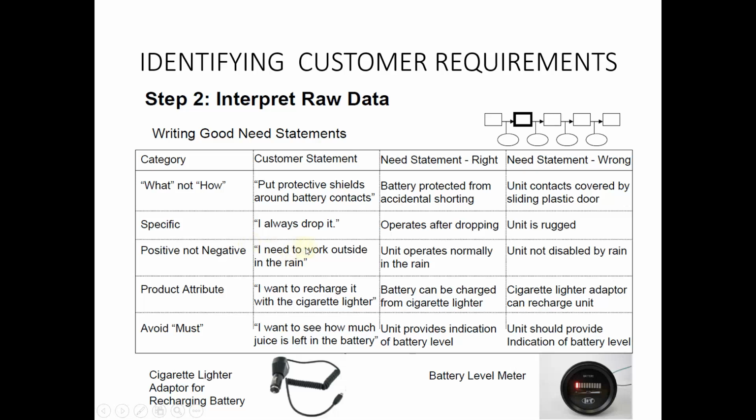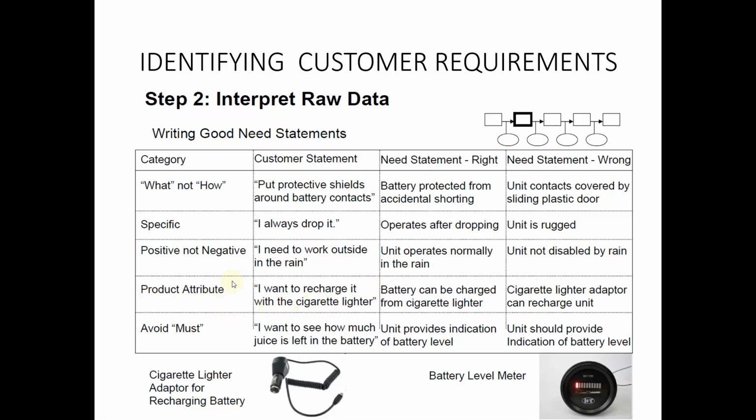The customer statement is, I need to work outside in the rain. So the customer usually works outside and he wants the product also to perform well outside in the rain. So that is the correct statement: unit operates normally in the rain. And these types of statements should not be used: unit not disabled by rain.